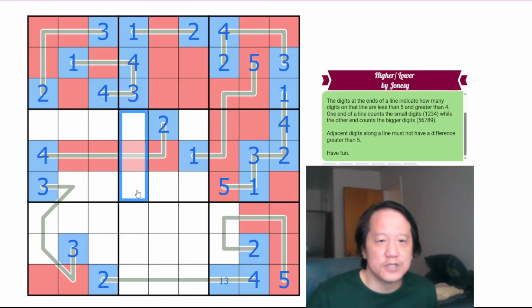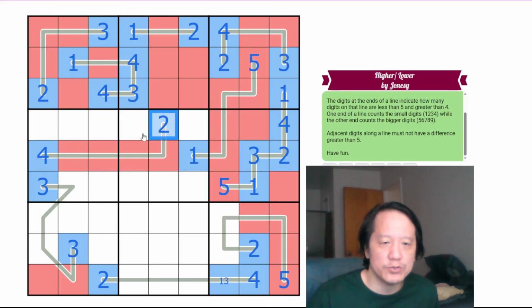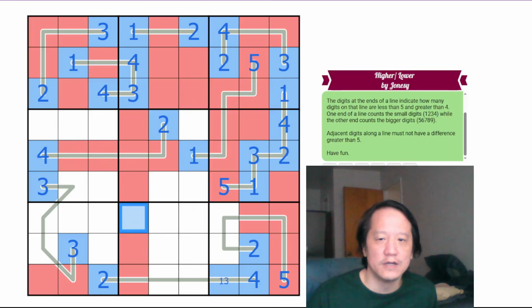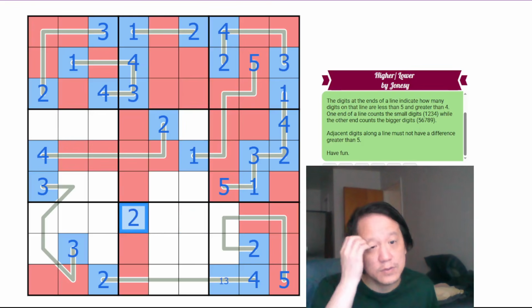So these digits cannot be 1, 2, 3, or 4 because of 1, 3, 4 in the column and 2 in the box. So they have to be high digits. That's high digits left. These can't be 1, 2, 3, or 4 because of 2s in the rows. So these are high digits. That leaves this as a low and is 2.